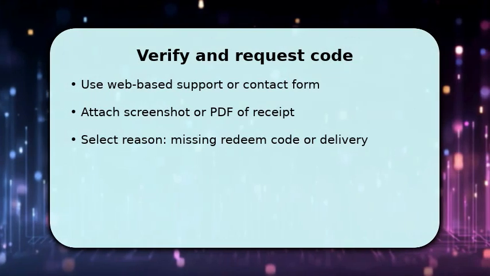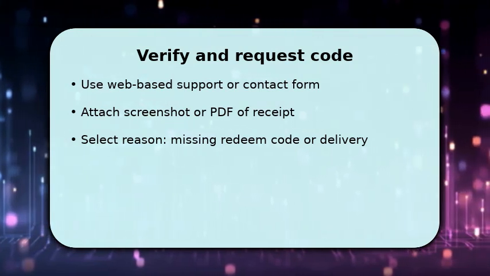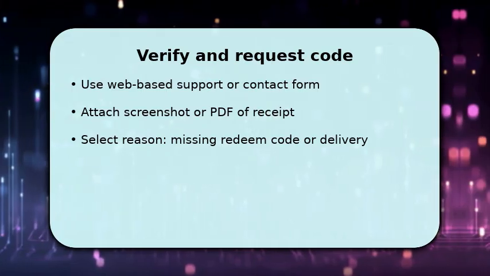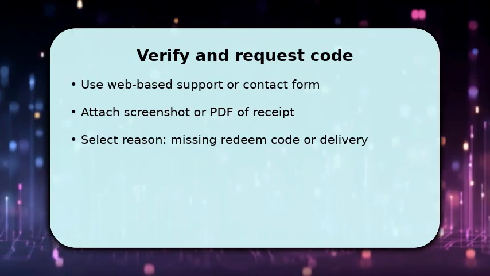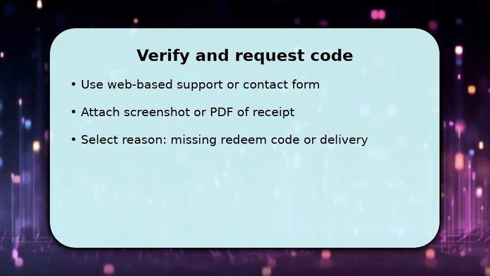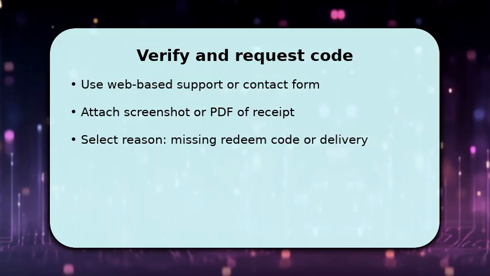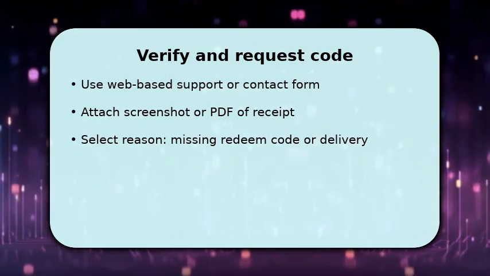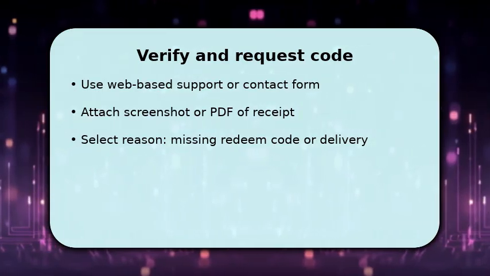You now send a precise request through the web support form. Explain that the redeem code didn't arrive and include the order ID and email. Attach a screenshot or PDF of the receipt to speed verification. Once done, choose the correct category, missing code or digital delivery, so your message routes to the right team. Make sure to note the device and store used. That context prevents common misunderstandings and reduces escalation time, increasing the chance you get a code quickly.